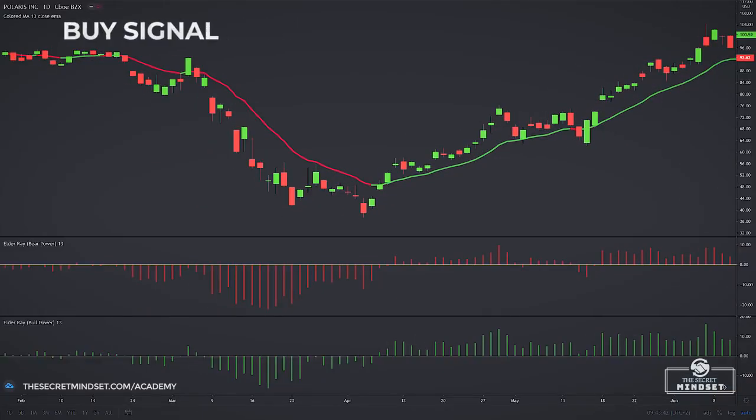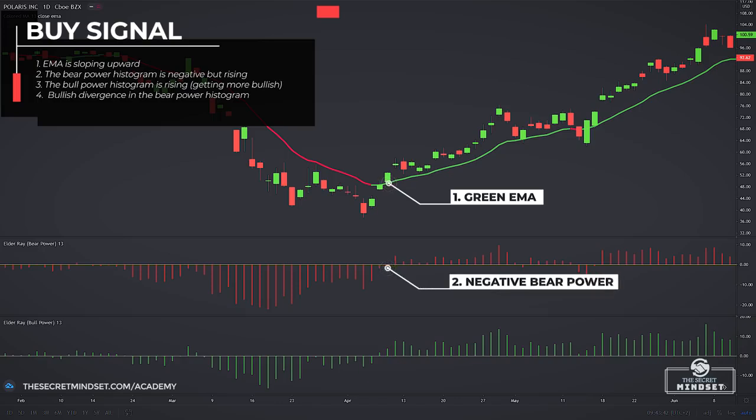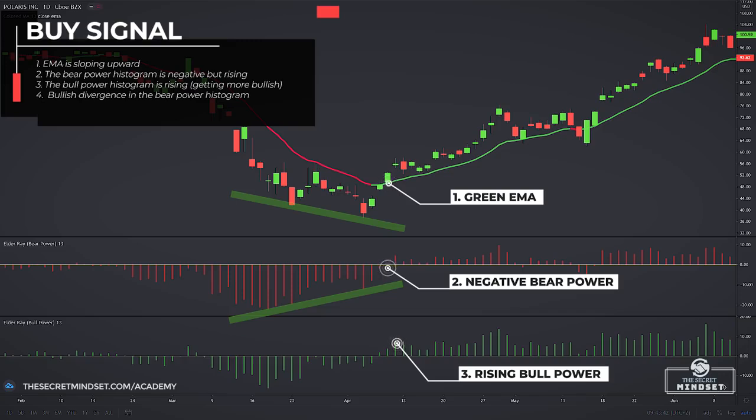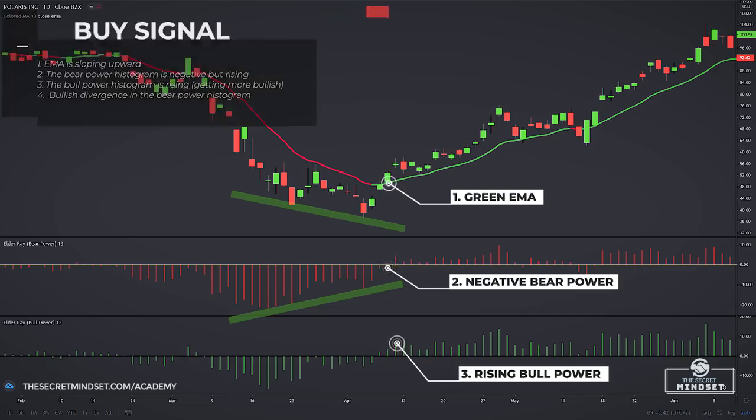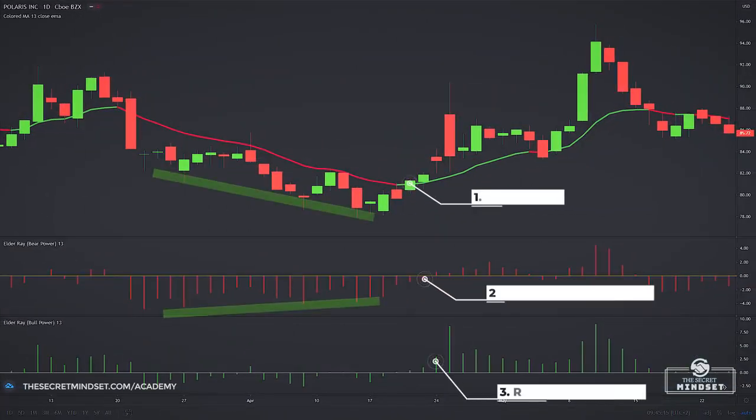A bearish divergence occurs when the bull power makes a lower high when the price makes a higher high. We have a buying opportunity when the EMA is sloping upward, indicating that the trend is up. The bear power histogram is negative, below the zero line, but rising, and the bull power histogram is rising, getting more bullish. Additionally, the setup is considered stronger if there is a bullish divergence in the bear power histogram. That is, if the bear power makes a higher low when the price makes a lower low, you have a better buy setup. Here are several examples of buy signals.